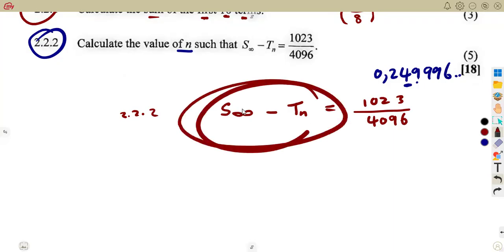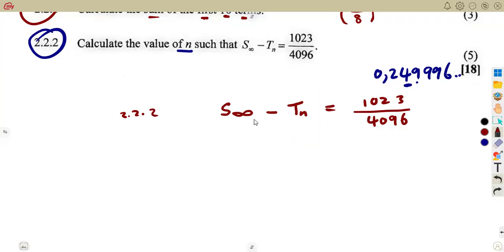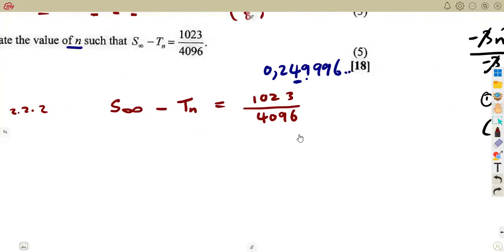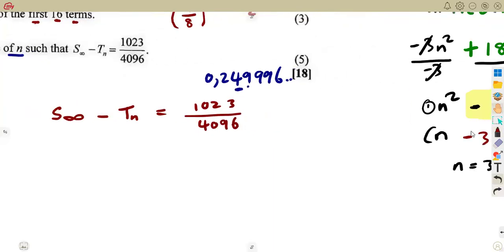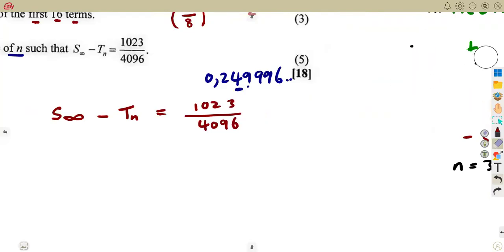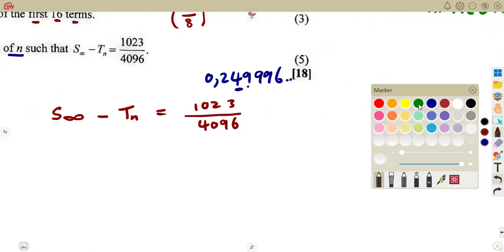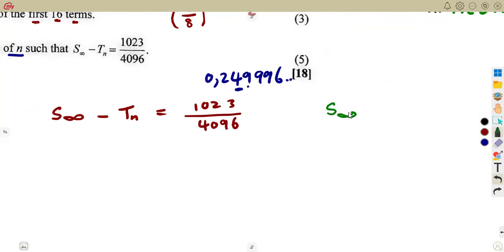The sum to infinity minus Tn. So this one is an equation that we are going to form. Let's work out this part, guys. Remember, the sum to infinity, we are supposed to know this. You're also given this in your formula sheet, so do not worry about this. This is given as A over 1 minus R. Okay, we can calculate this.